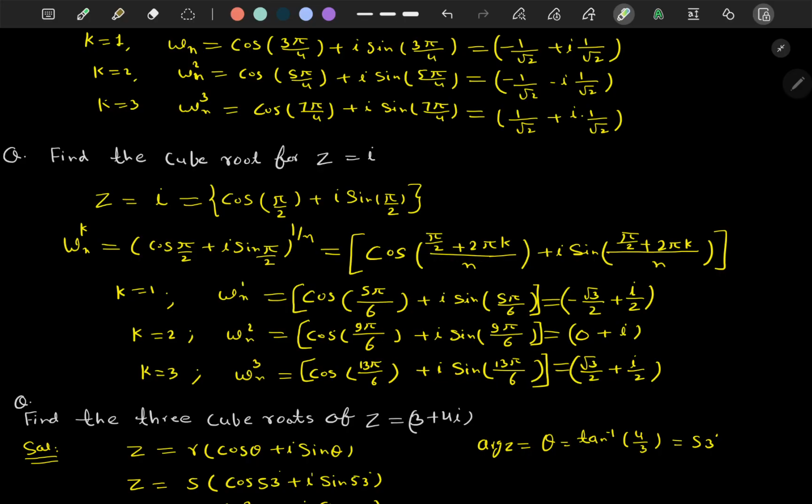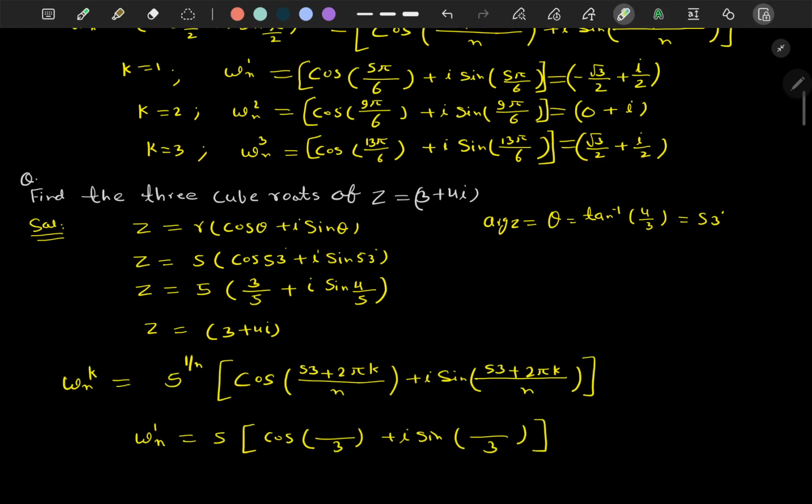Now cos 5 pi by 6, what will it be? It is 150 degrees, and 150 equals 180 minus 30, which is the second quadrant. In the second quadrant, cos will be negative, so minus under root 3 by 2, and sine will be positive. And for 9 pi by 6, it is 270 degrees. Cos 270 is 0 and sine 270 is minus 1. Similarly 13 pi by 6 will be like this.